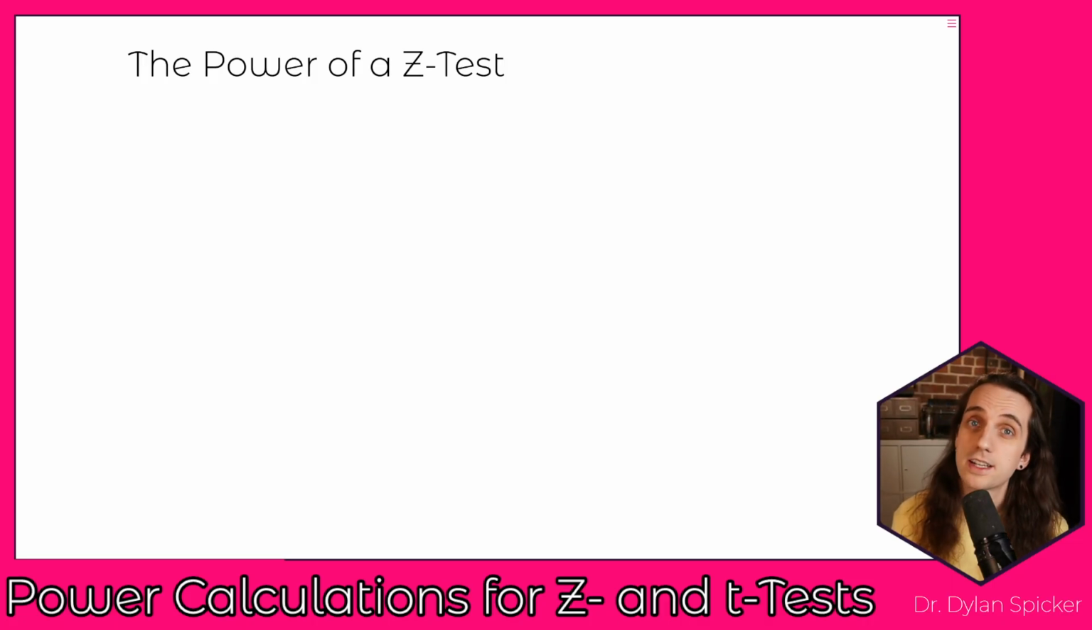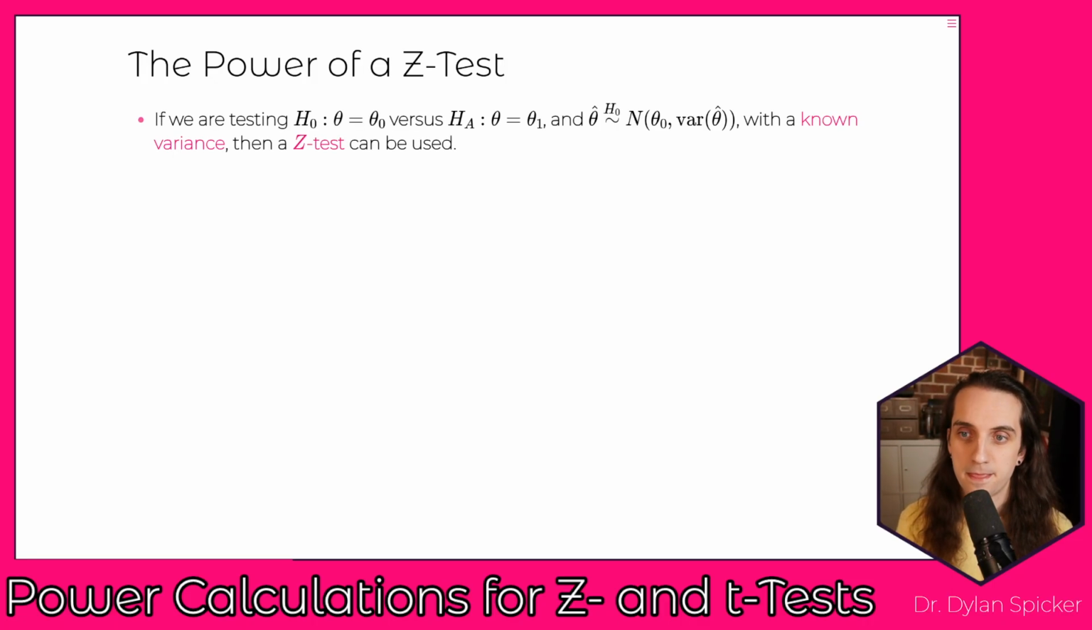So let's actually take a look at this using our z-test. Suppose we are testing the null hypothesis that theta is equal to theta naught, right? And we're testing this against the alternative that theta is equal to theta 1. Under the null hypothesis, we know that theta hat follows this normal distribution, and here we're just going to use the notation the variance of theta hat, okay? Because this is going to hold for any statistic that follows the normal distribution in this way.